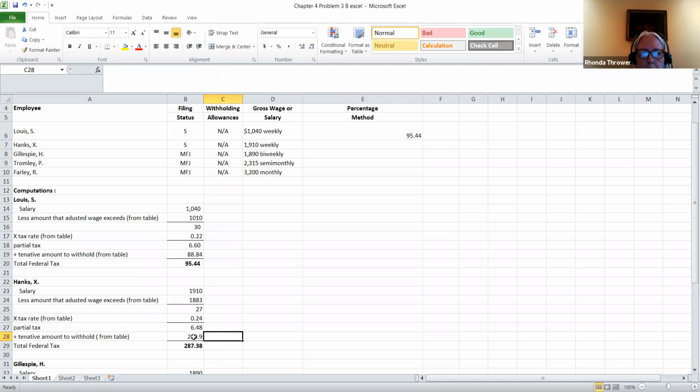And when you combine the amount that was given on the table plus the amount that you figured, it will give you $287.38.